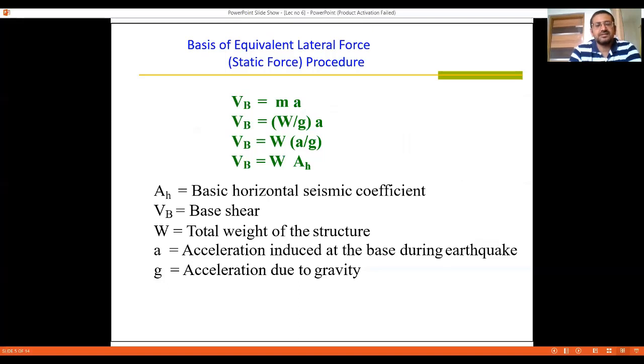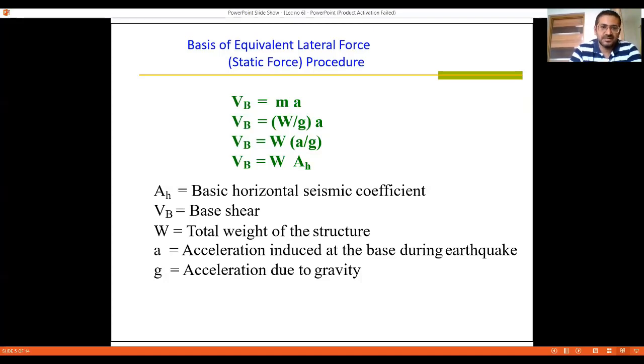Now, if we talk about the static force method or the equivalent lateral force method, if we want to calculate the value of base shear, given by VB, then VB is basically equal to mass into acceleration, right? Why? Because, as we have discussed in the earlier lecture also, whenever mass is there, there will be a corresponding inertia force in the structure, right? And this inertia force acts in the opposite direction to the horizontal force being applied. So this inertia force is given by mass into acceleration. That is, VB is equal to m into a.